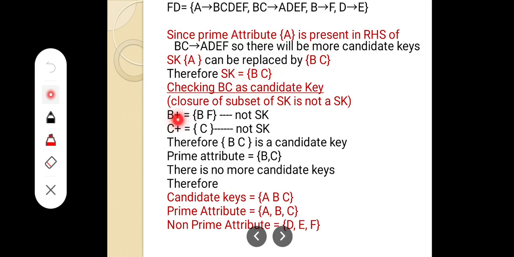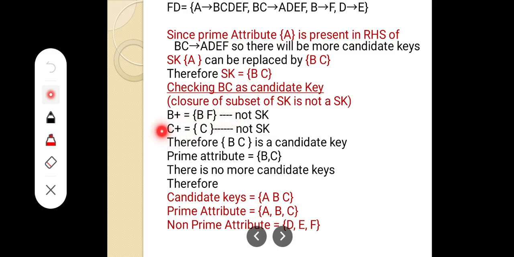So what is B closure? B closure is B, F, BF. The first value is B, and anything starting with B is F. So BF is not a super key. Our super keys are A, BC, and A, B, C, D, E, F. These are the super keys. So this is not a super key.